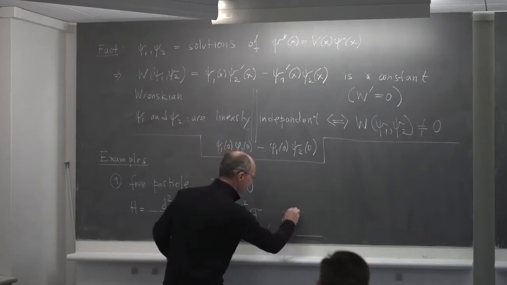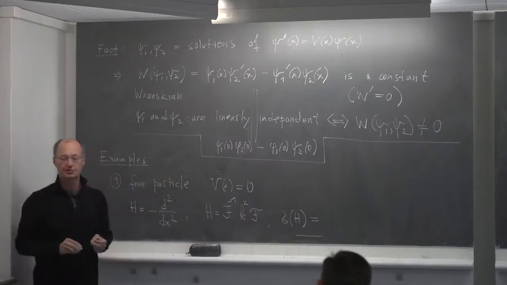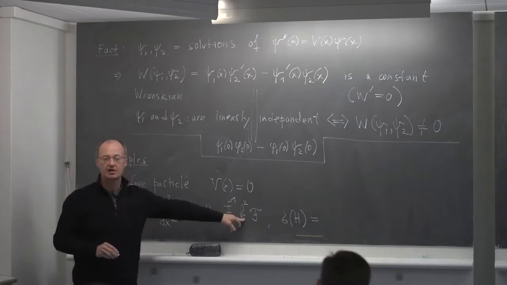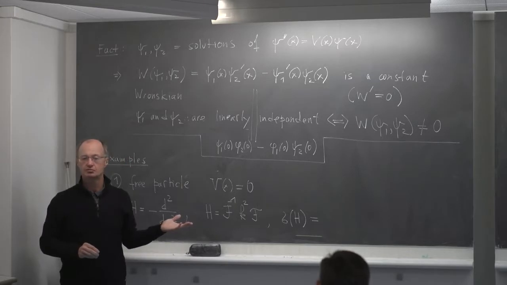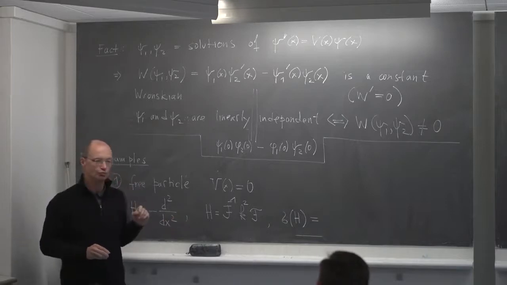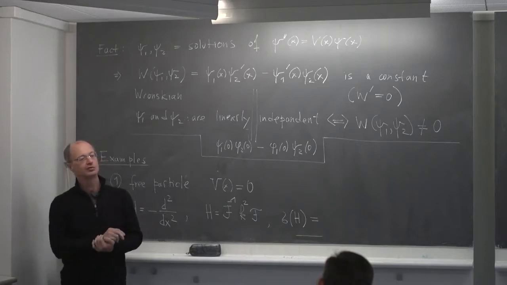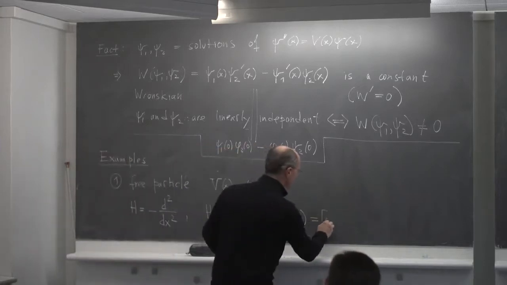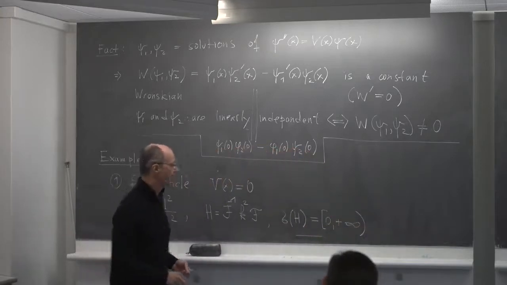Now, what will be the spectrum of this thing? It's a multiplication operator by k squared after Fourier transform. So what's the spectrum? R? Sorry? R? Not really. No. Absolutely not. Yeah, it is R plus. It's 0 to plus infinity. And why is that?